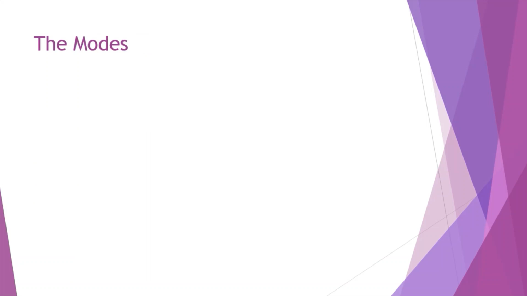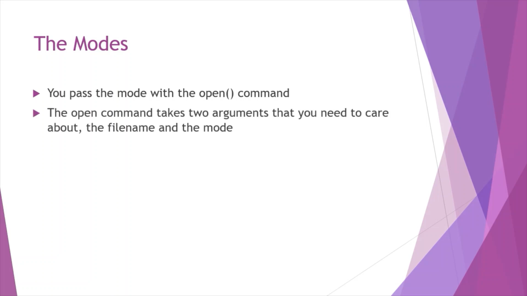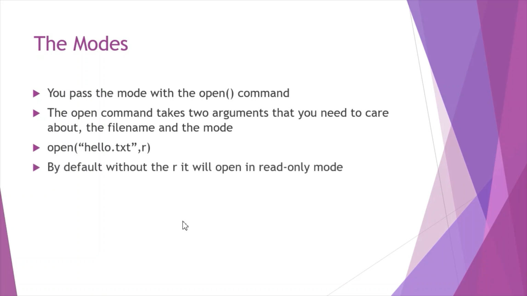So a bit about the modes. You pass the mode with the open command. The open command takes two arguments that you need to care about. It actually takes some more, and we'll go through these in the third video because they do sometimes come up. But usually they're intuitive and you can work out what's going on. But the exam does like to throw some odd arguments at you that you might not see in real life. So the two arguments are open, and then you've got hello.text, and it's opening in read mode here. Actually, the read mode bit isn't needed because it opens by default in read mode, so you could just do it as open hello.text.